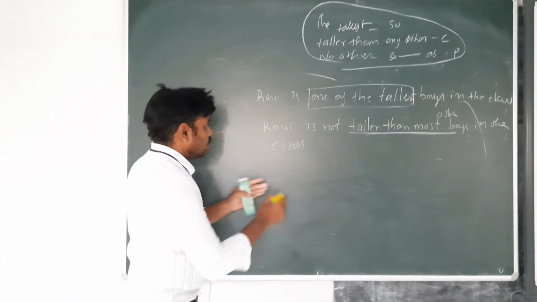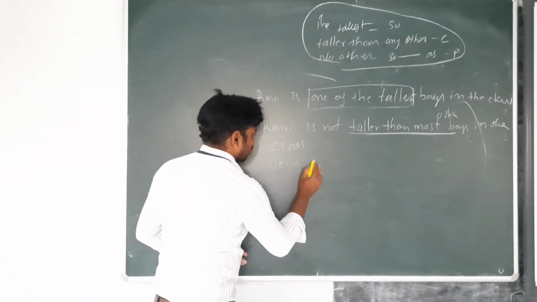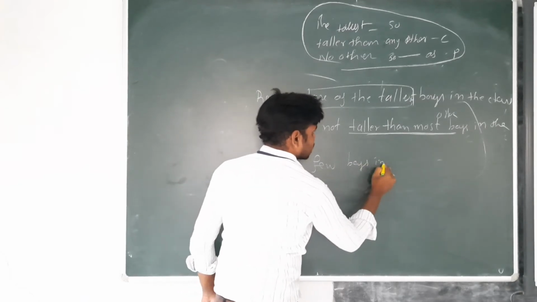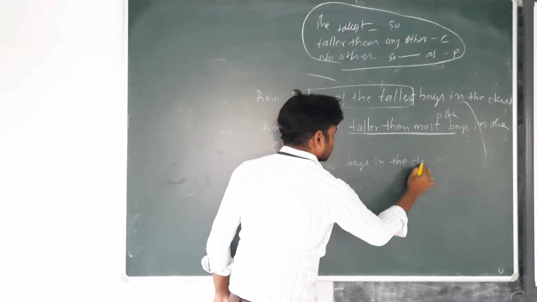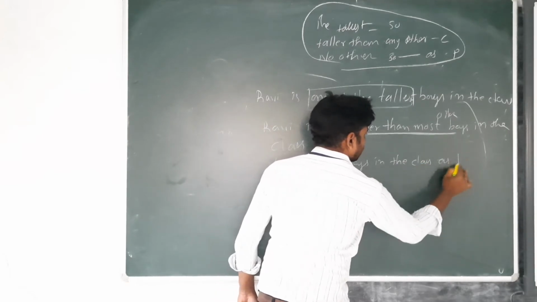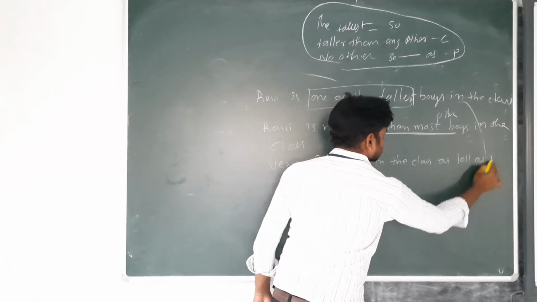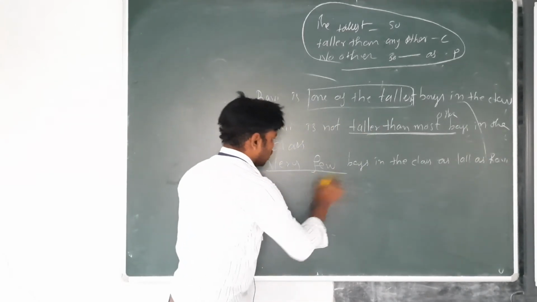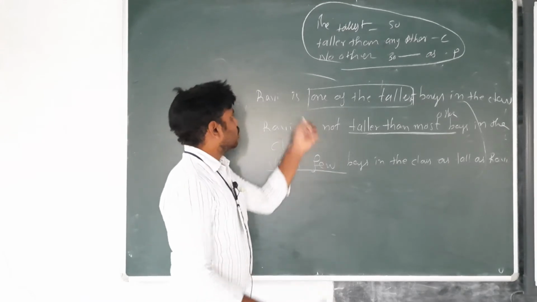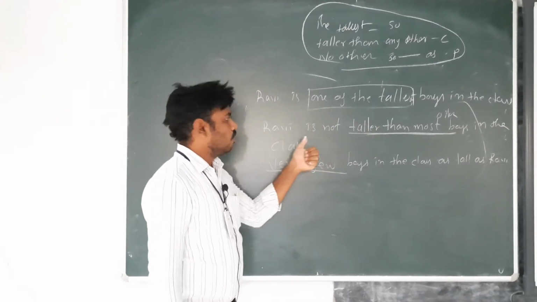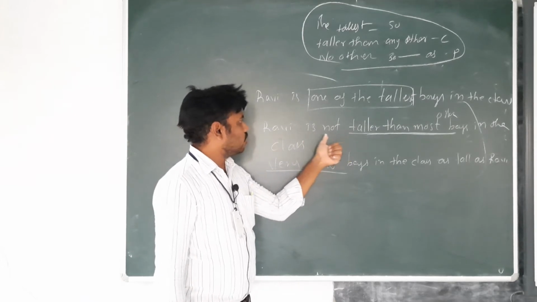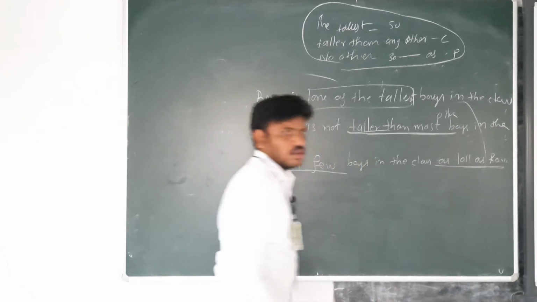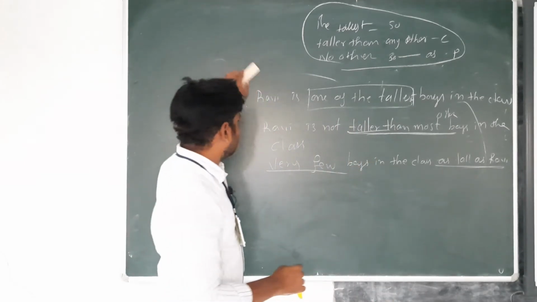Now let us see, very few boys in the class as tall as Ravi. This is a positive degree. As tall as, very few. So Ravi is one of the tallest. So Ravi is not taller than, and very few are as tall as Ravi. Let us take a second example.